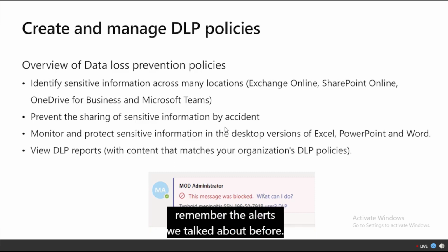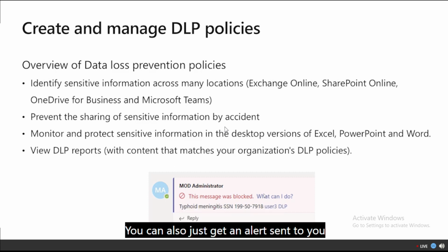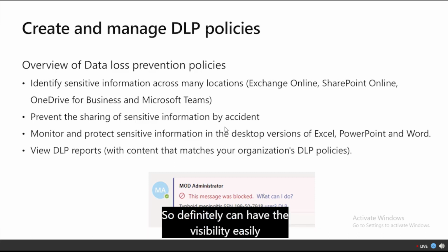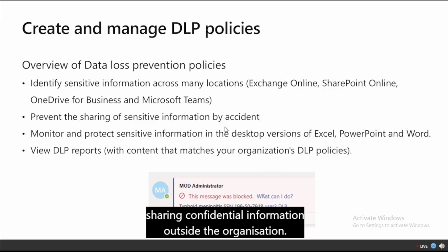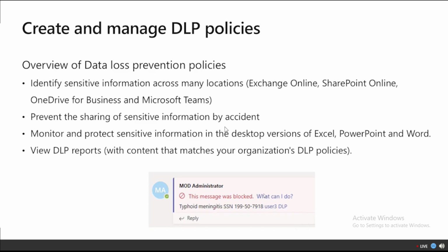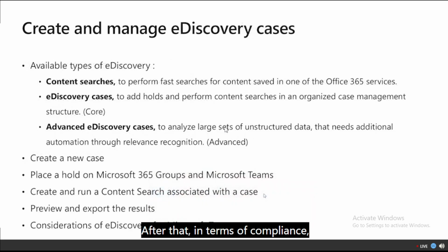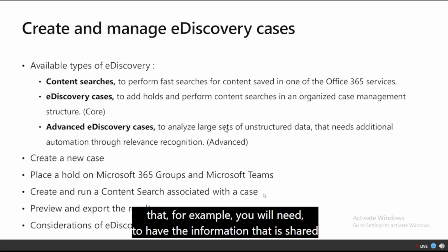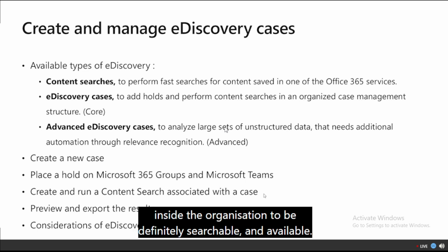And remember the alerts we talked about before, you can also just get an alert sent to you and report that someone tried to share this kind of information in a chat. So you can definitely have that visibility easily with those DLP policies and block people from sharing confidential information outside the organization. After that, in terms of compliance, you may in some cases have requirements that the information shared inside the organization be searchable and auditable.